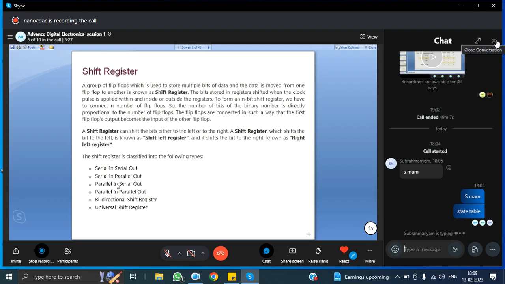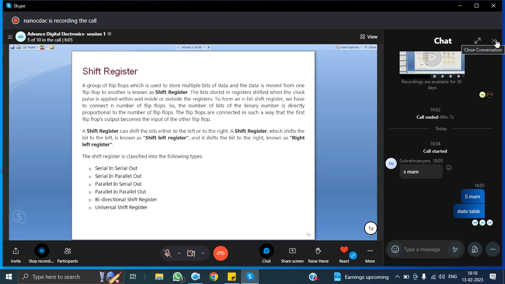Parallel in, serial out: we give 4 bits of data parallelly, at a time, and the output is serial, one output bit in each clock cycle. Parallel in, parallel out means we give 4 bits at a time and take 4 bits out at a time. Bidirectional shift registers shift in 2 directions, left or right. A universal shift register has all these properties.